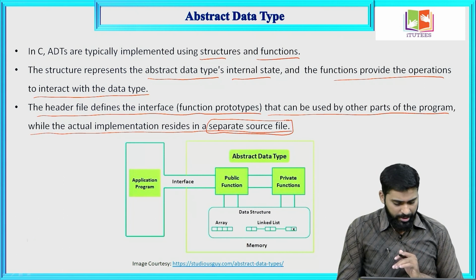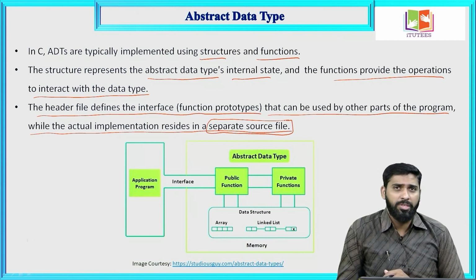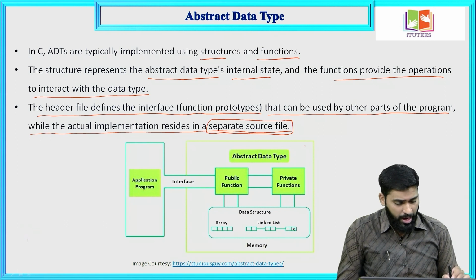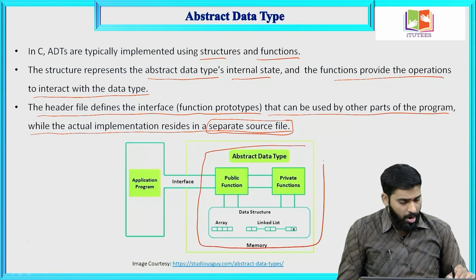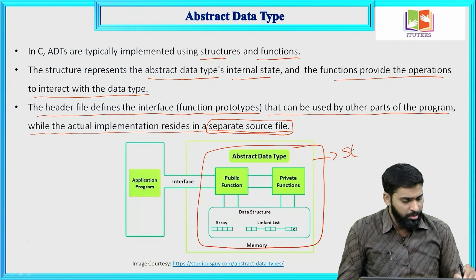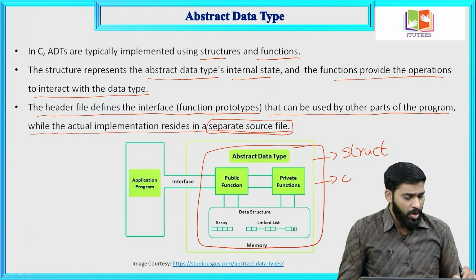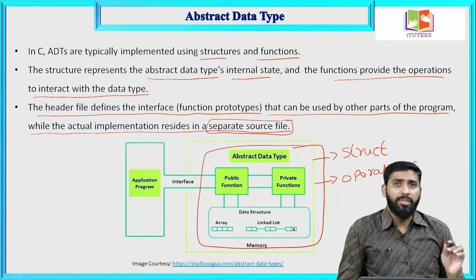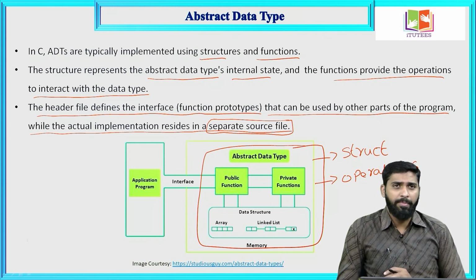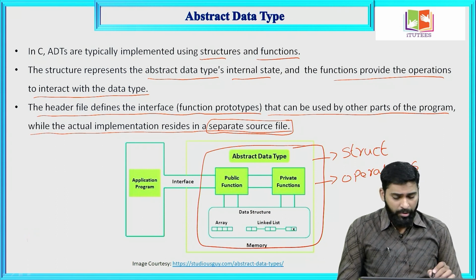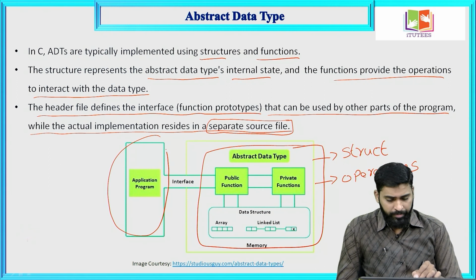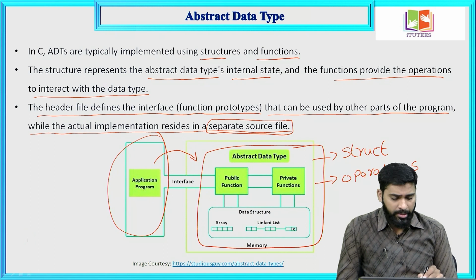Now you understand. This is the graphical representation of ADT. This is the abstract data type. All the data types, that means in C we are going to implement using structures. Now this structure and operations, that means functions, are included in one file. So this is the ADT. Now we write another program. This is the application program. From this program we are going to access this abstract data type through this interface.